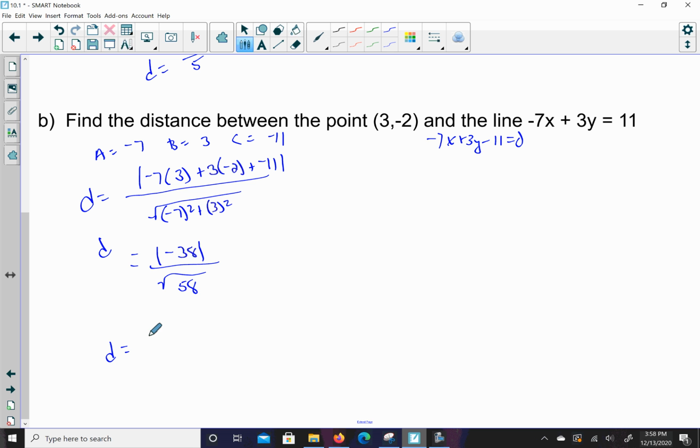So that will equal 38, and then 58. I don't think I can simplify that because it's 2 times 29, so that'll stay square root of 58. I can leave it like that, or I can rationalize: square root of 58 times square root of 58, and get 38 times the square root of 58 all over 58. Reduce these both by 2, and I'm going to get 19 times the square root of 58 all over 29, and that's going to be the distance.